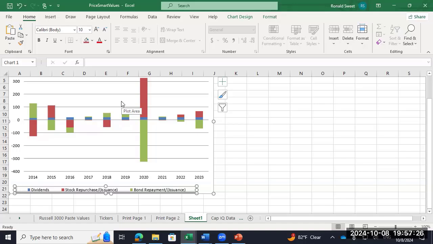You're producing your own cash. You don't need to issue stock. Dividends will always be positive, right? You don't have negative dividends. But so you're looking for a firm that's above the line and it's increasing.